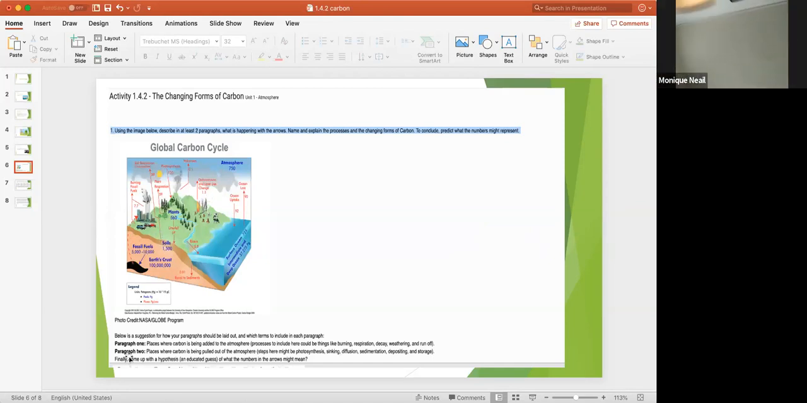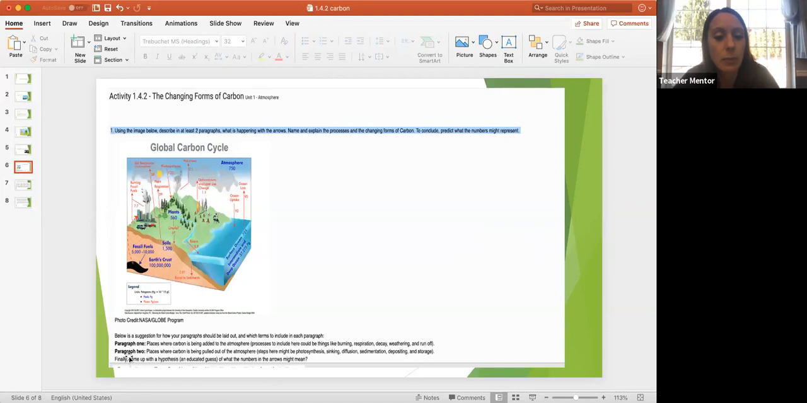Okay. Paragraph 2, places where carbon is being pulled out of the atmosphere. So where is carbon being used up? These steps might include things like photosynthesis, storage, sedimentation, diffusion. And here we're looking for arrows going down. We know that the ocean is sucking up some of that carbon into the water. We know that photosynthesis is taking place and bringing all of that carbon in.